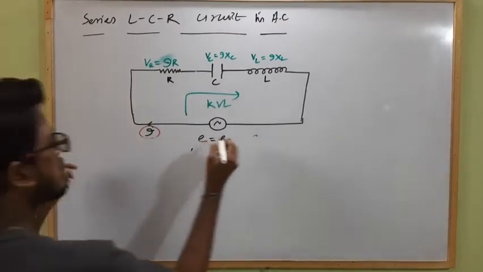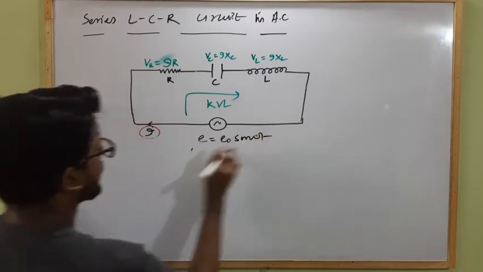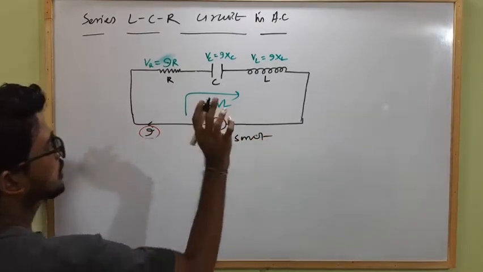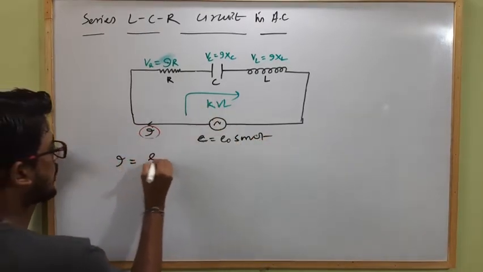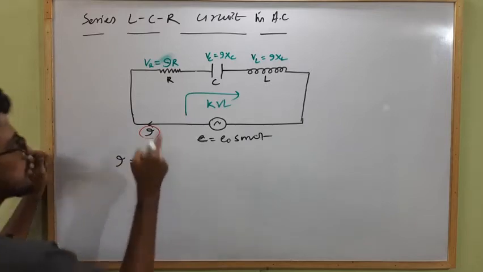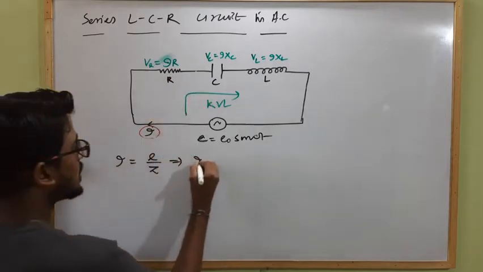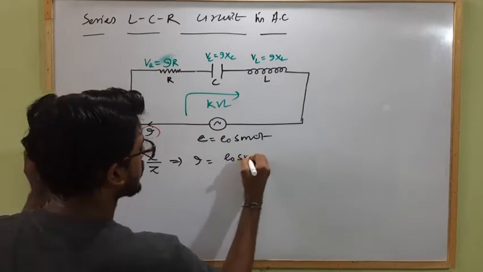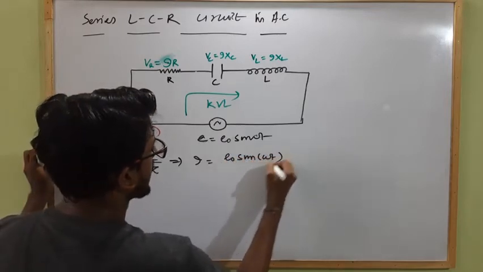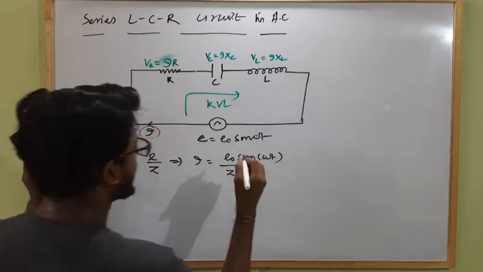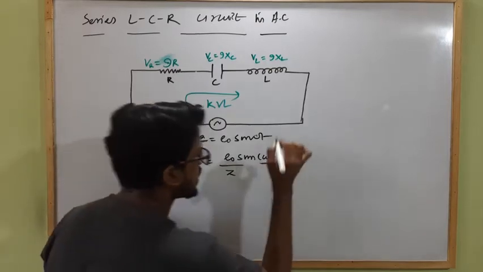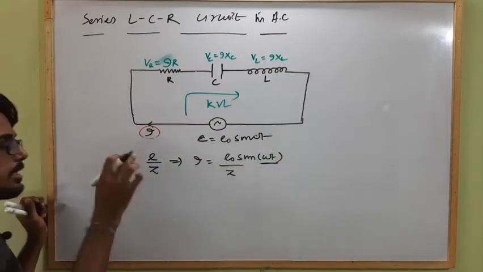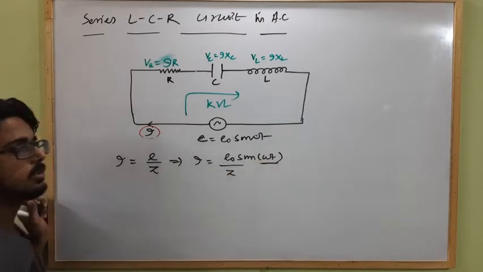So if at any instant the EMF is E equal to E naught sin omega t, then what is I? I equals E by Z, the impedance of the LCR circuit. So this implies I equals E naught sin omega t divided by Z. But here the phase will not be the same. In case of current, the phase will not remain the same.